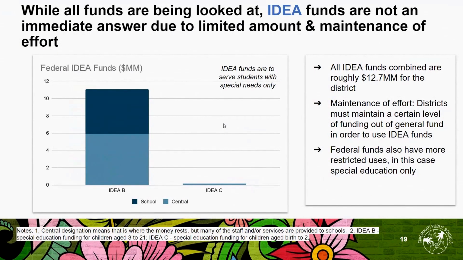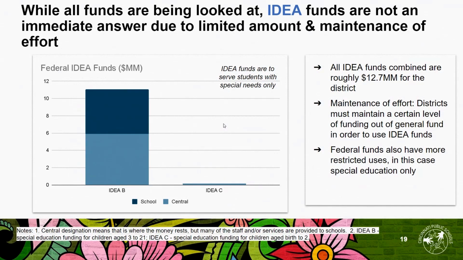For students with special needs, our total is just under $13 million supporting our students with disabilities. The concept is similar here. You can't supplant, but there's another concept that comes into play with IDEA dollars for special education, which is maintenance of effort.